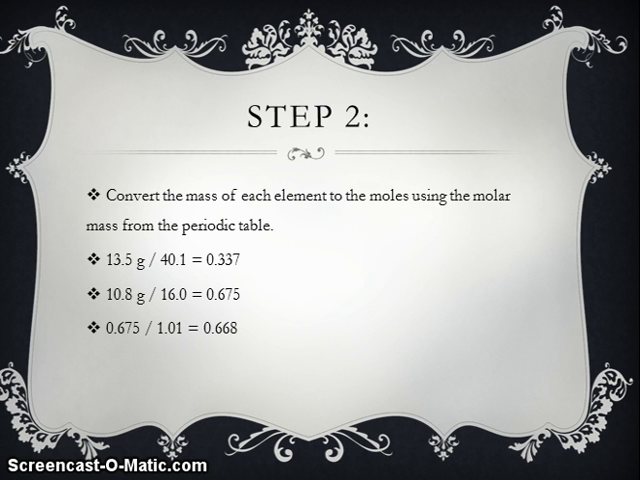Step 2, you convert the mass of each element to the moles using the molar mass from the periodic table. Then you take 13.5 grams and divide it by 40.1, which gives you 0.337. Then you take 10.8 grams divided by 16.0, and that gives you 0.675. Then you take 0.675 divided by 1.01, and that gives you 0.668.